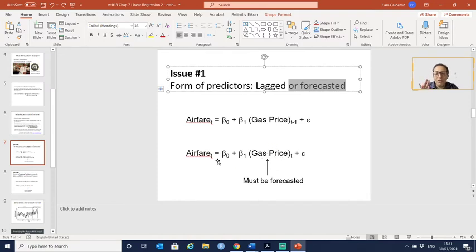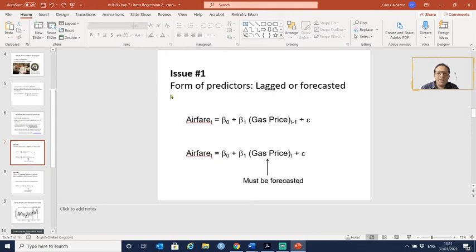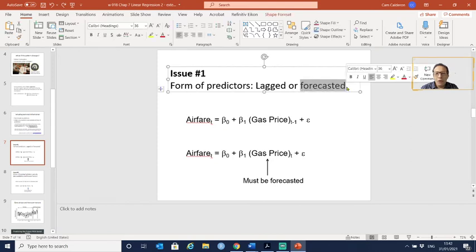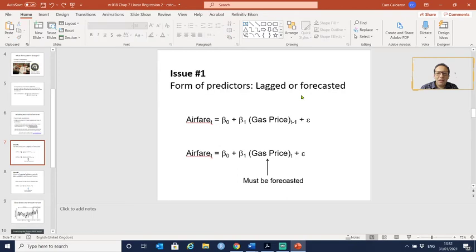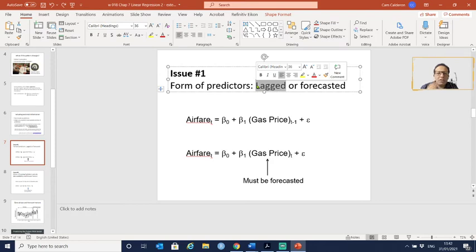Let's say you predict the future today, that is going to be certain. So in the time t plus 1 in the future, you will use your prediction in order to try to forecast the airfare. So you will have two ways in which you can improve your predictions here, by using lagged or forecasted variables. Both make sense from the point of view of rational expectations.